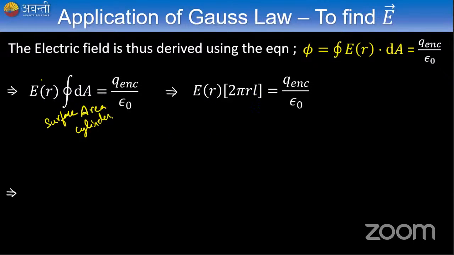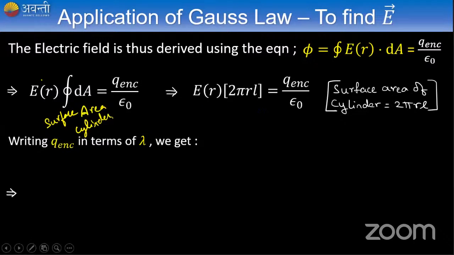So that area will become my surface area of cylinder. So I have substituted all the values. Now what is my electric field, guys? My electric field will be E is equal to Q by 2 pi R L times epsilon naught.